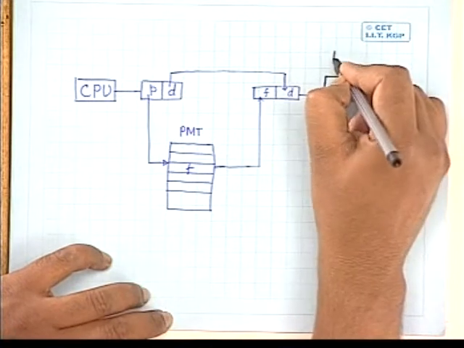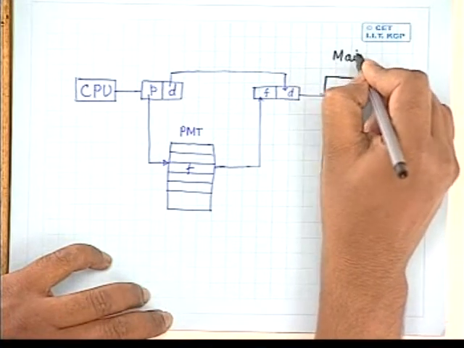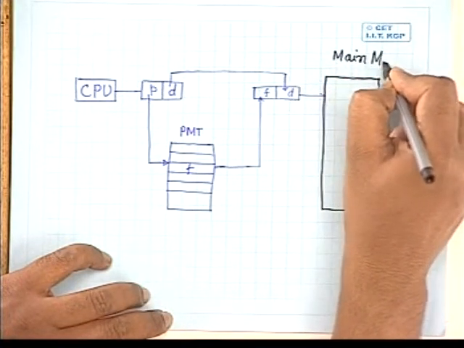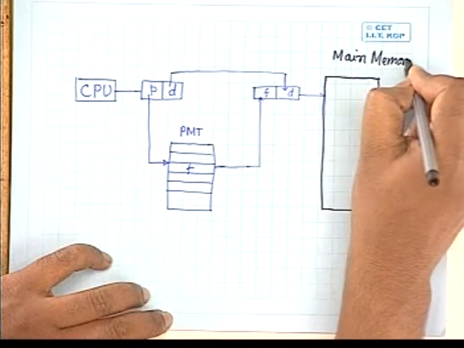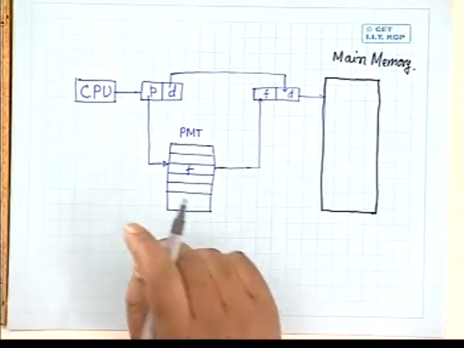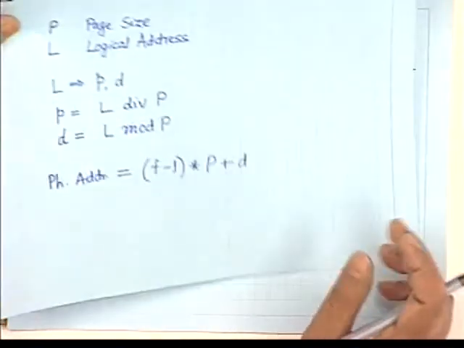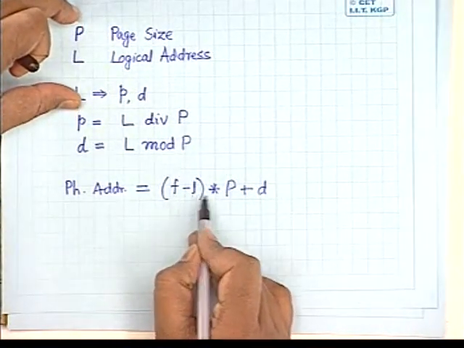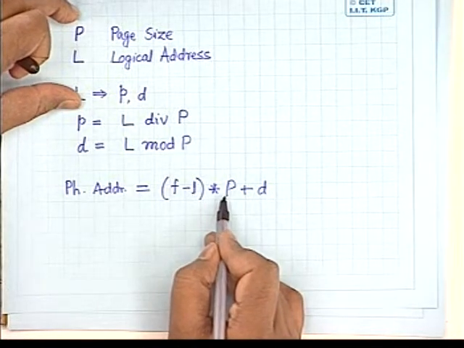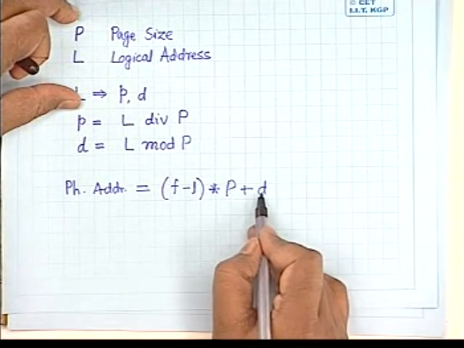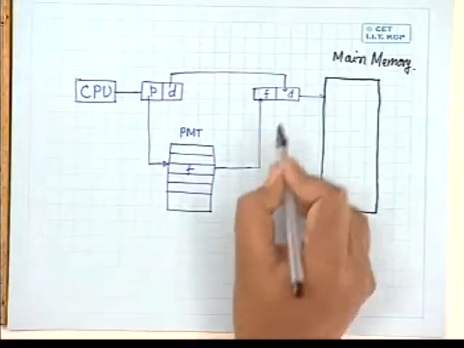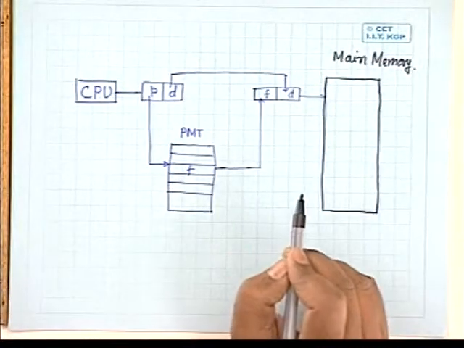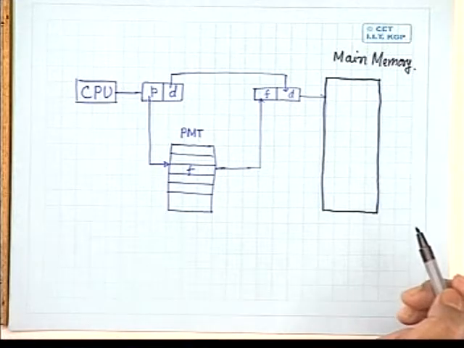So this is the main memory. And as I said, the simple relation that you have to use is, once you know the frame number, it is (frame number minus 1) into P, that is page size, plus the offset within the page. That will give you this physical address where the data will be accessed or the data will be written.